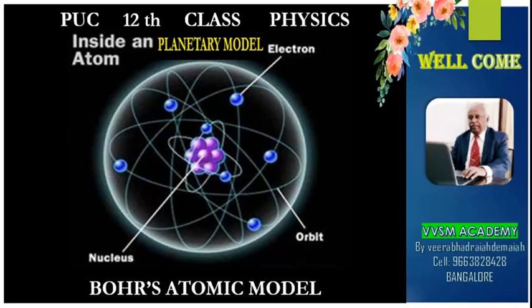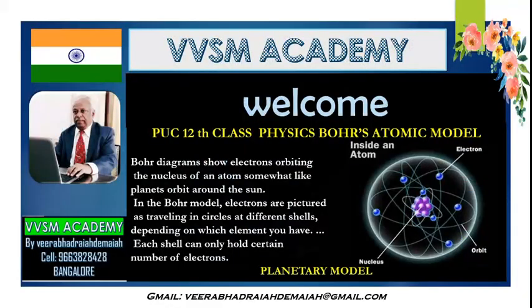PUC 12th class physics: the planetary model of an atom, with electrons, protons and neutrons as components in the Bohr's atomic model. Both diagrams show electrons orbiting the nucleus of an atom somewhat like a planet's orbit around the sun. It is an analogy: the way planets revolve around the sun, the same way electrons revolve around the nucleus of an atom.